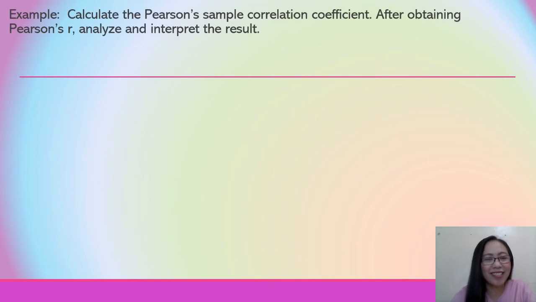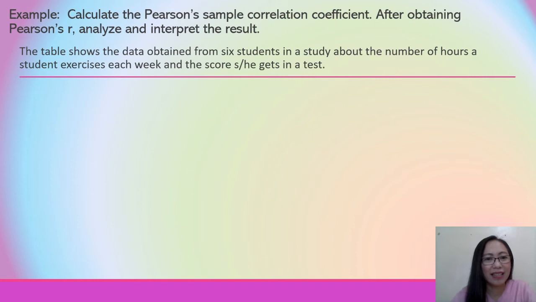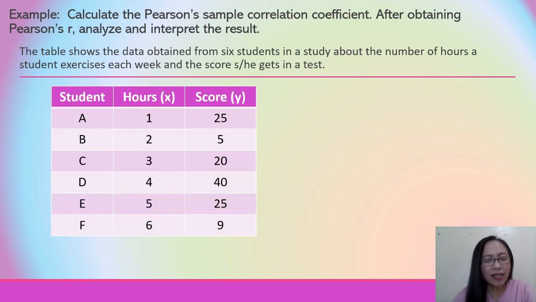Okay, let us consider this example. Calculate the Pearson sample correlation coefficient. After obtaining Pearson's r, analyze and interpret the results. The table shows data obtained from 6 students in a study about the number of hours a student exercises each week and the score he or she gets in a test. So here's the table. We have here the students and then the number of hours represented by X and the score in a test, the dependent variable Y.